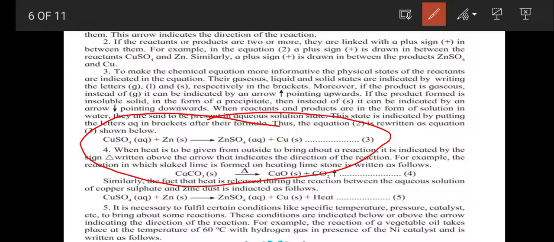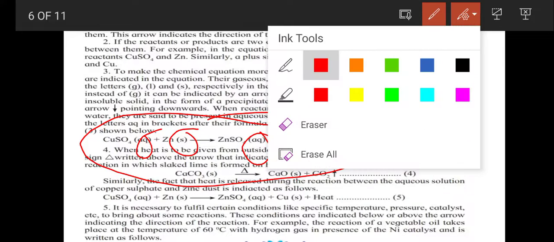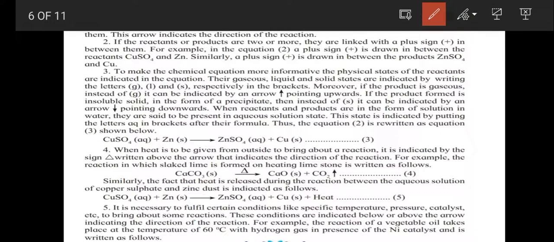Here they mention the state also: aq for aqueous, s for solid, aq for aqueous and s for solid. That means in a chemical reaction you have to mention the state at the bottom in brackets. Then CaCO3 gives CaO plus CO2, here carbon dioxide is liberated, so this arrow indicates the liberation of the gas. Whenever heat is there, that time there is the word heat. That is exothermic, endothermic, the types of reactions which we will discuss further in types of reactions.